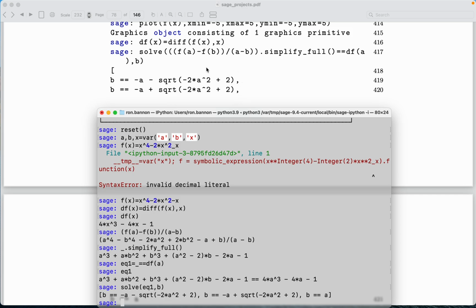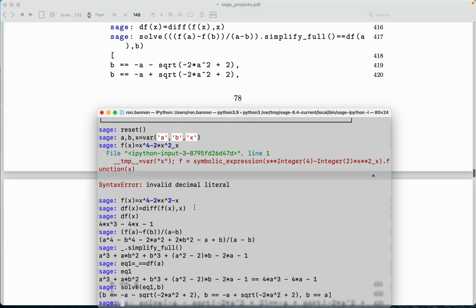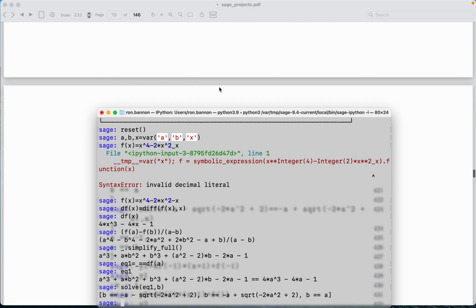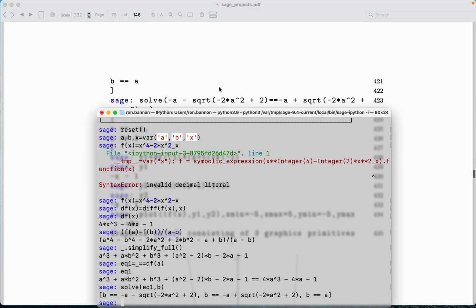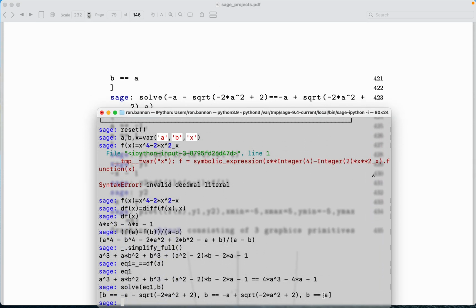By the way, if people are curious about my notes, my notes are being typeset in LaTeX. And I'm also using Sage within my notes so that the output is generated automatically. All right, so I'm getting the minus a minus square root of, blah, blah, blah. I'm getting that b is equal to this over here. So there are two values of b, all right? Let me keep scrolling along. It's tough, but it's doing all the work for me. And it all goes down and says b equals a, all right?